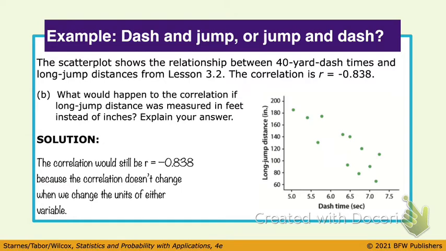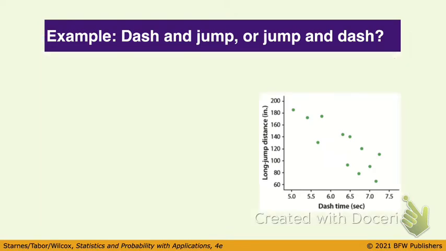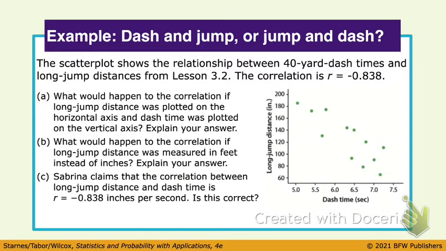All right, last question. Sabrina claims that the correlation between long jump distance and dash time is r equals negative 0.838 inches per second. Is this correct? Well, it kind of seems like she's partially right. It does literally say right there that r is negative 0.838, but she included units. We do not include units with r. R does not have units, all right?